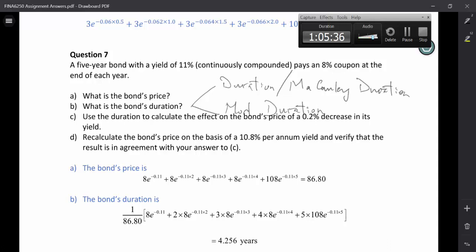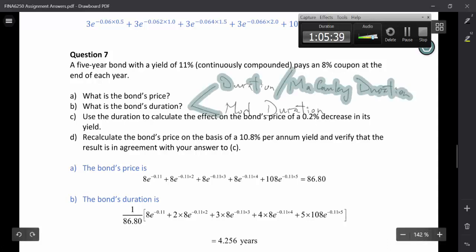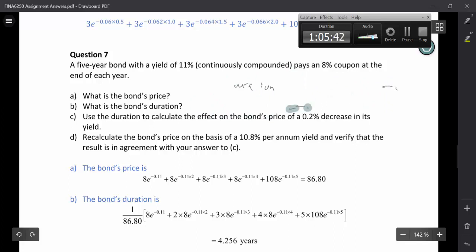Now, first of all, my reaction in seeing a question like this is that the coupon doesn't change. Coupon is coupon. Coupon is 8% and is paid every year. That's it. Sometimes coupons are paid every 6 months. That's fine, but that's not the case here. So 8% every year, that's simple. And the bond is priced with an 11% yield, continuously compounded.